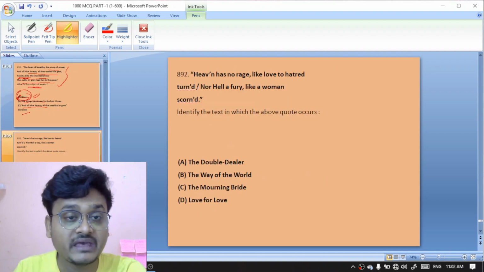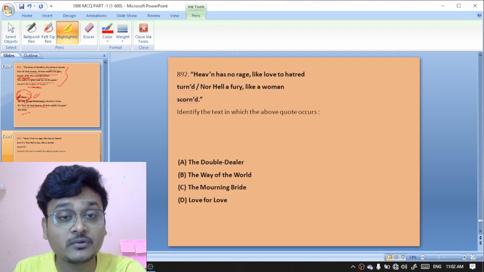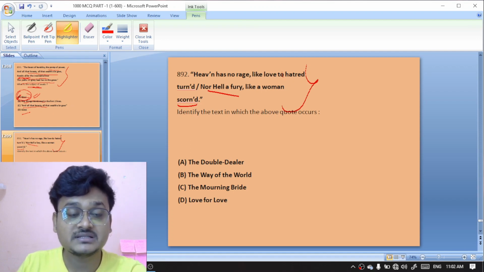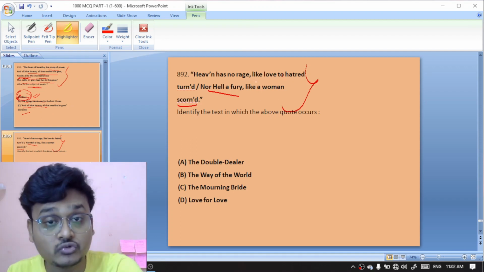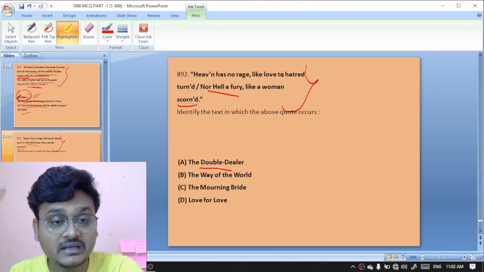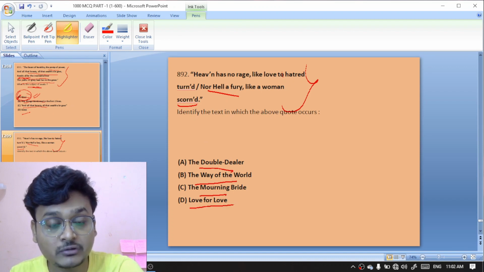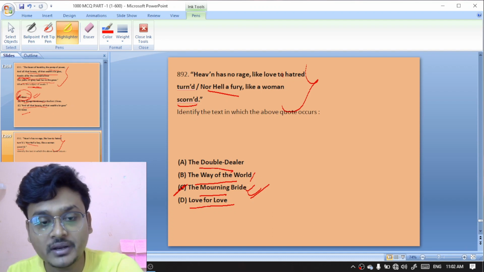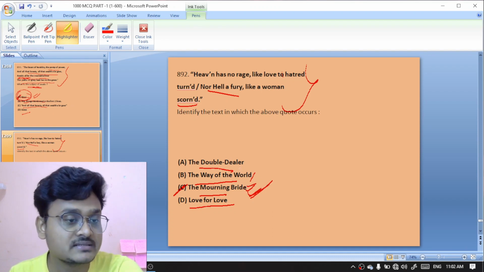Next question. "Heaven has no rage like love to hatred turned, nor hell a fury like a woman scorned." Okay, these are famous lines from which work? The Double Dealer, The Way of the World, The Mourning Bride, Love for Love. So these are all works written by William Congreve. These lines appear in The Mourning Bride by William Congreve. C is the right answer over here.